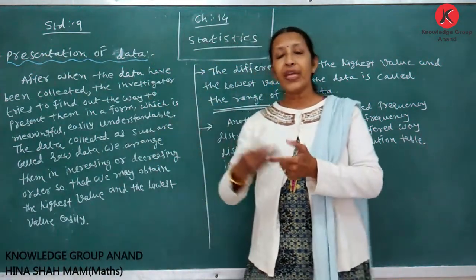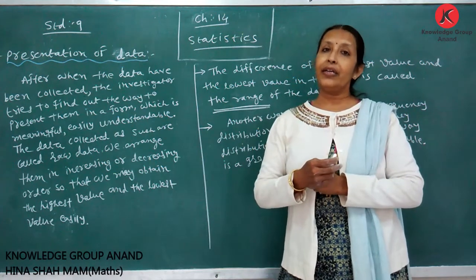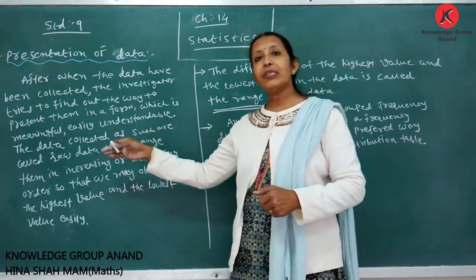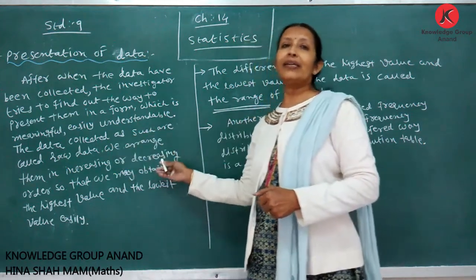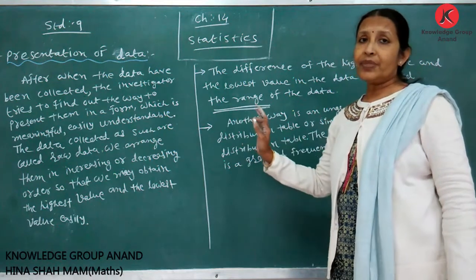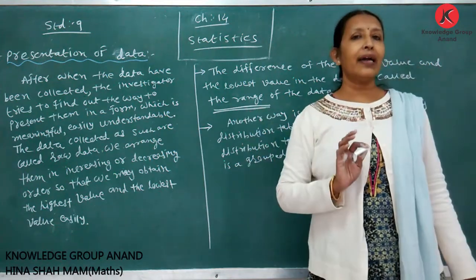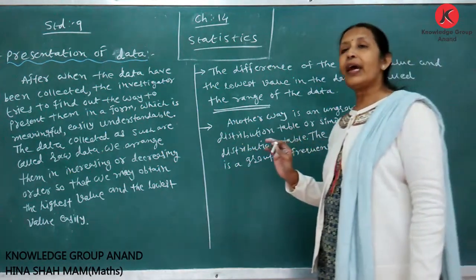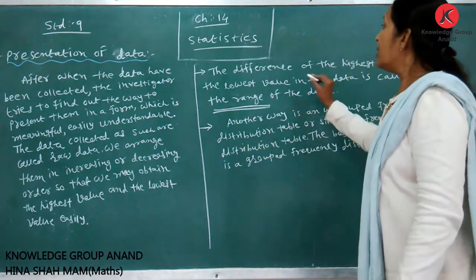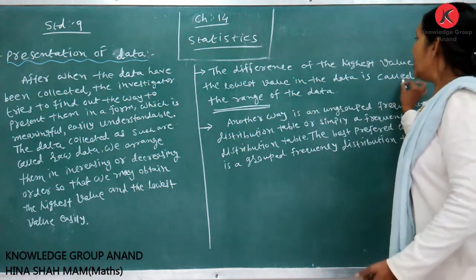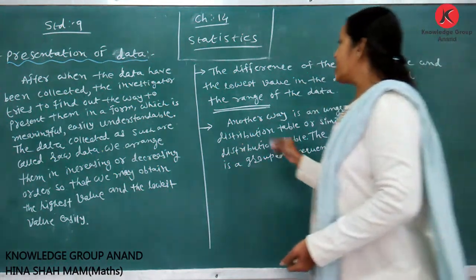Otherwise, we arrange the data in decreasing order. Then the first value is the highest value and the last value is the lowest value. We find the lowest value and highest value from this. Suppose we arrange this in increasing order and decreasing order. The difference of the highest value and the lowest value in the data is called the range.